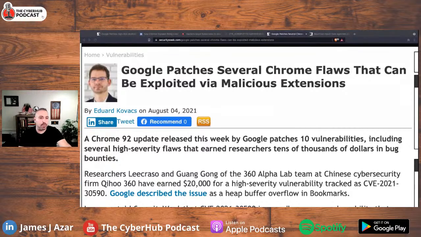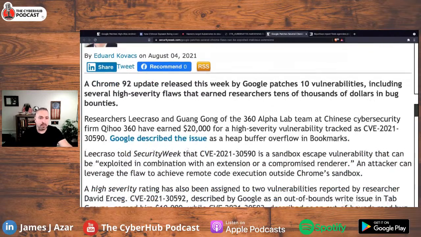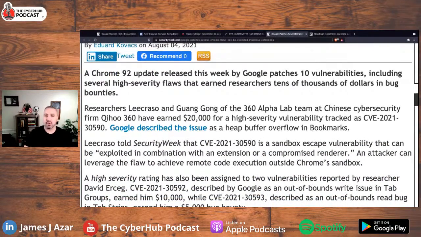The Chrome 92 update released this week by Google patches 10 vulnerabilities, including several high-severity flaws that earned researchers tens of thousands of dollars in bug bounties. Including Li Qiaoshuo and Guang Gong of the 360 Alpha Lab team of the Chinese cybersecurity firm Qihoo 360, who earned $20,000 for the high severity vulnerability tracked as CVE-2021-30599. And this might be one of the last times they'll be able to do that.